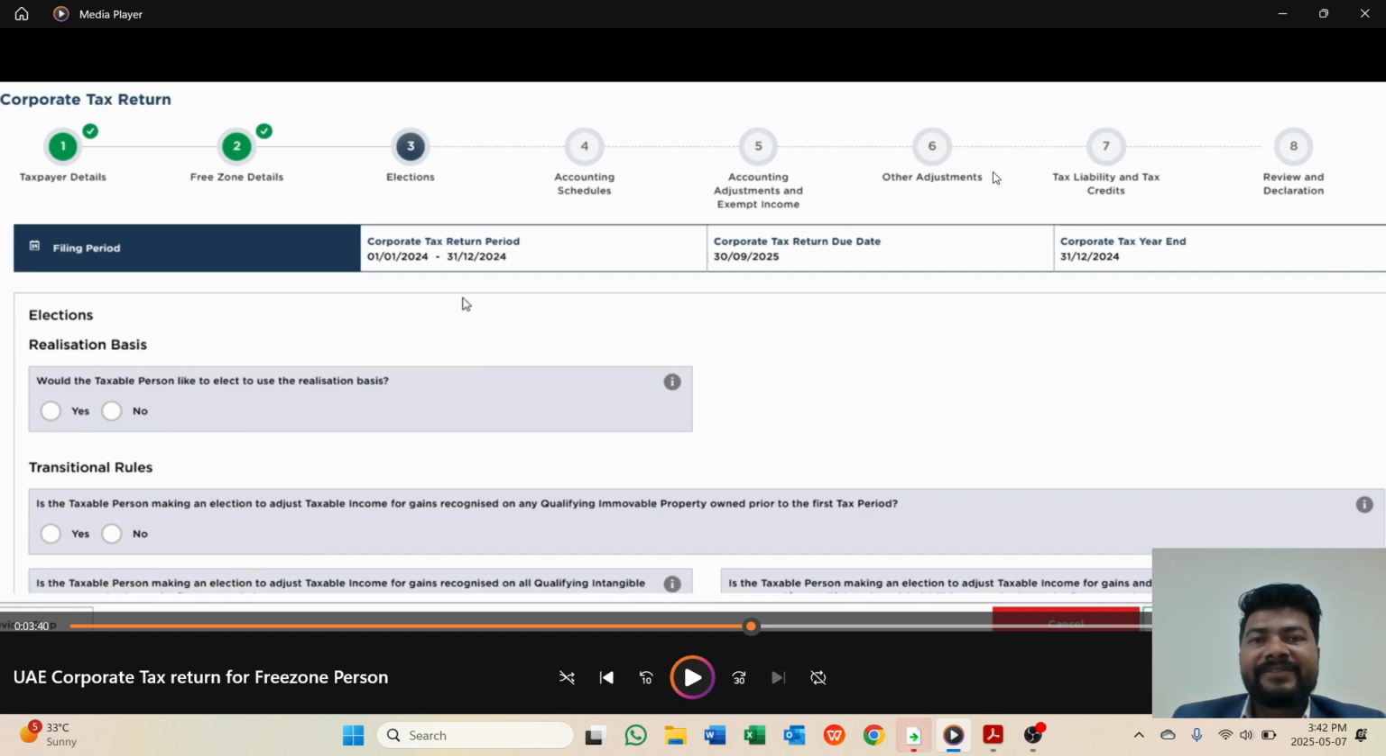You can go and see my previous video on how to file the corporate tax return step by step. So the only difference between normal corporate tax filing and free zone is this section, part 2. So I have already explained it.